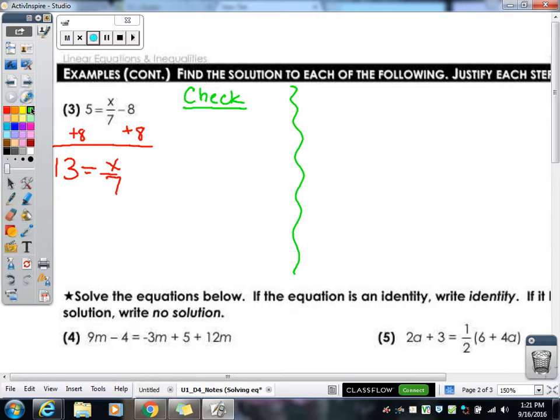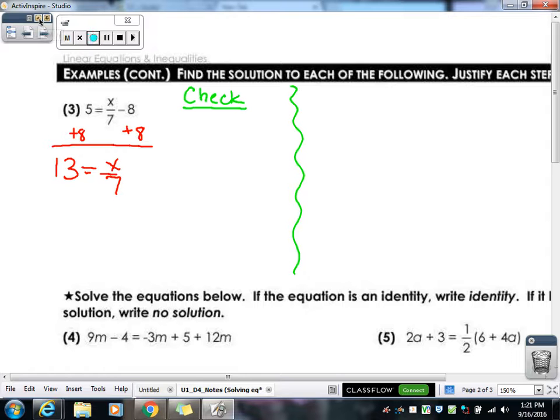And then I'm going to do what? This is divide by 7. Multiply both sides by 7. And we're going to get x equals, what's 13 times 7? Do it in your calculators. 91. Good. So now we're going to check 91 to make sure that we got it right.